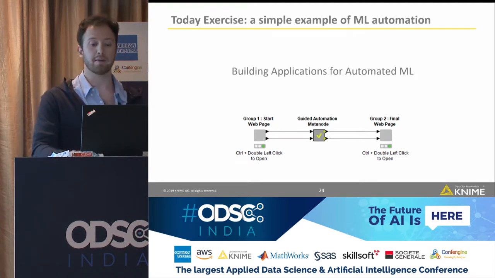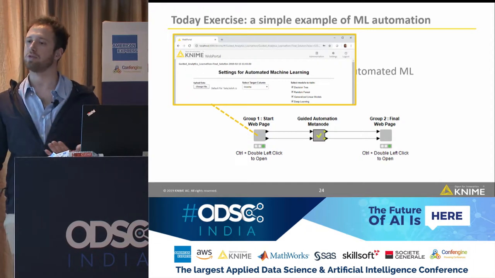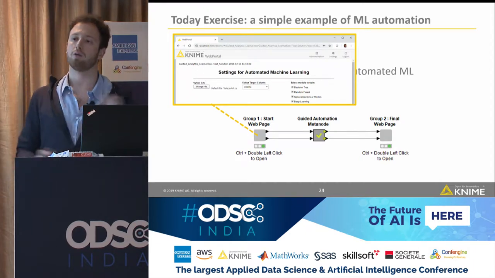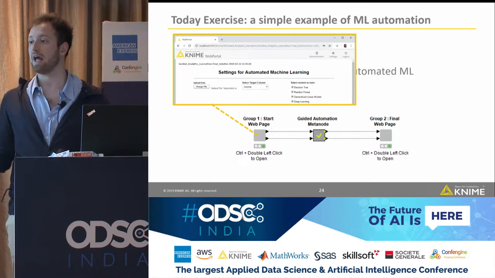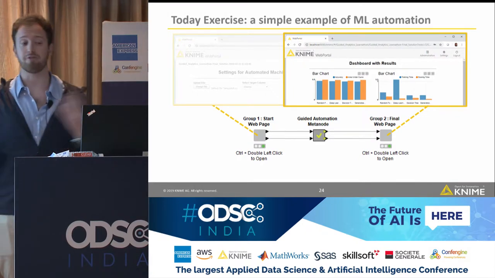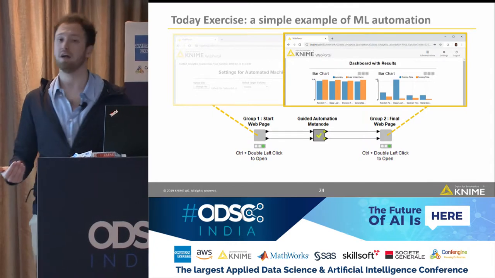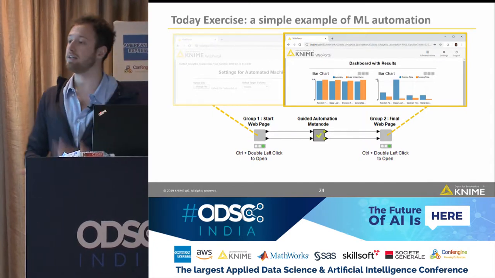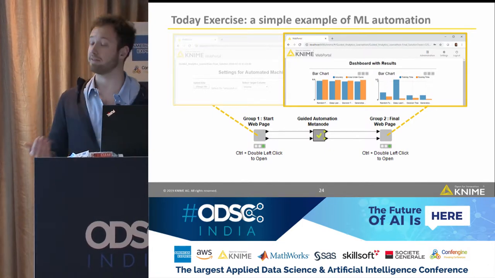So group one is about building the initial interface that asks the user all the questions at once, like what models you want to train, what column you want to predict, and what data you want to use, and so on. And then you have a second dashboard at the end, after all the models are trained, that is instead showing the performance of the results. So the accuracy, the AUC, the time that was required to train the model, the time that was required to score it, and so on.